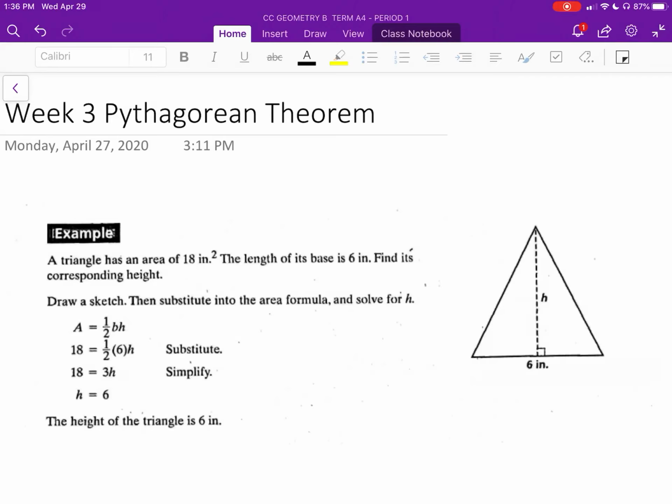Welcome to week 3. This week we're going to be learning the Pythagorean theorem, and we're going to be using a couple formulas that we've already learned for area of a triangle and area of a parallelogram to solve for a missing piece of information.